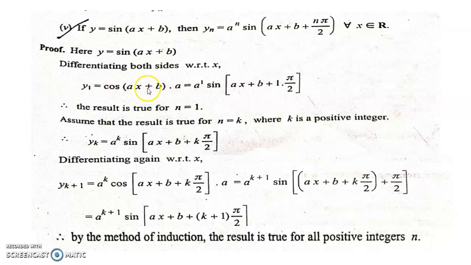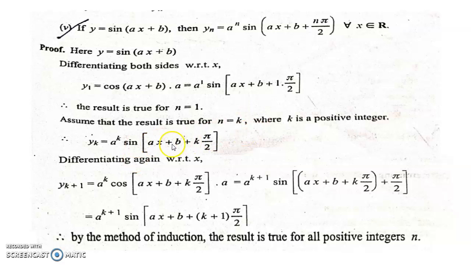Now you can write cos ax plus b as sine ax plus b plus pi by 2, because we know that cos theta is equal to sine theta plus pi by 2. Hence the result is true for n is equal to 1. Now assume that the result is true for n is equal to k. So put in the place of n, put k here. We get yk is equal to a raised to the power k sine ax plus b plus k pi by 2. Now again to find yk plus 1, differentiate this with respect to x again.